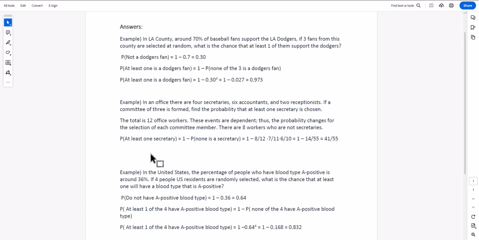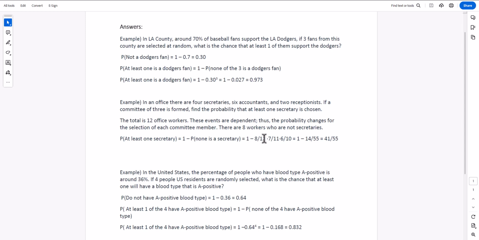So applying our formula, it says at least one secretary, that's going to translate to 1 minus the chance that none of them are secretaries. So it's 1 minus the chance that the first person is not a secretary. Well, we begin with 12 office workers, so we have to count all the workers who are not secretaries. Well, that's 6 accountants and 2 receptionists. There's 8 workers who are not secretaries. So it's 1 minus 8 out of 12 for the first person.